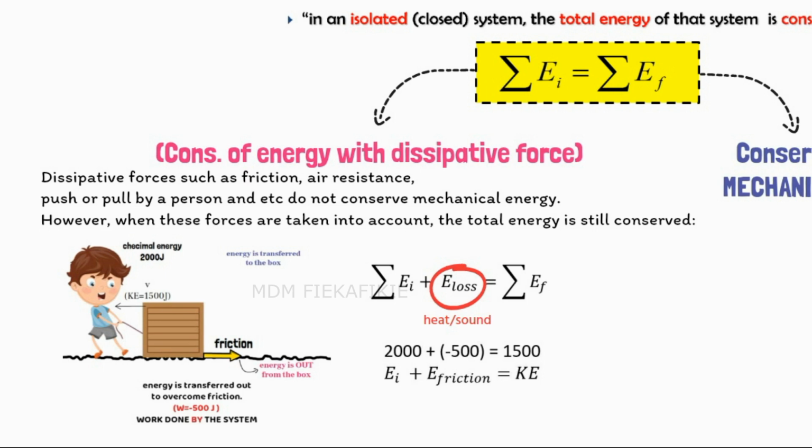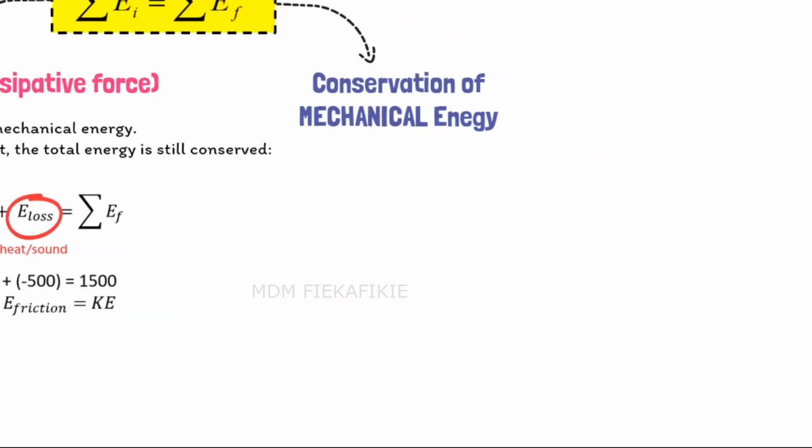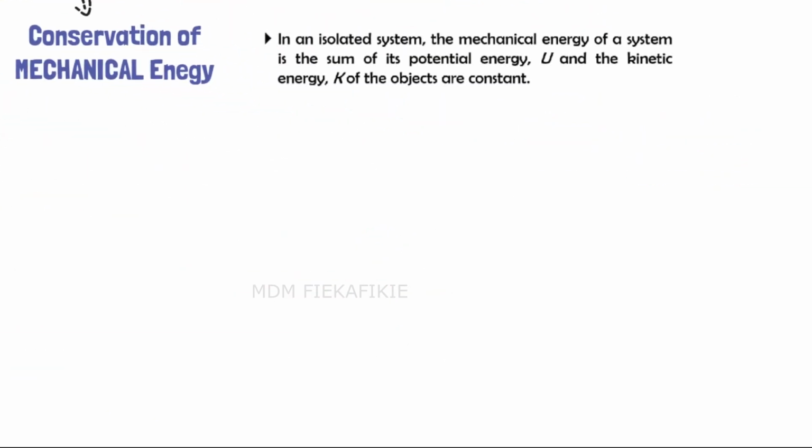So what is the total final energy? So the total final energy is equal to kinetic energy. So kinetic energy is equal to 1500 joule. So ini adalah contoh ringkas berkenaan dengan conservation of energy with dissipative force. Tapi jangan lupa, dalam chapter ini kita lebih fokus kepada conservation of mechanical energy.